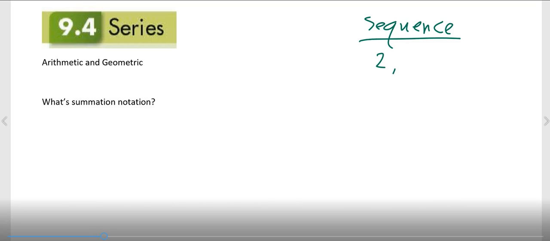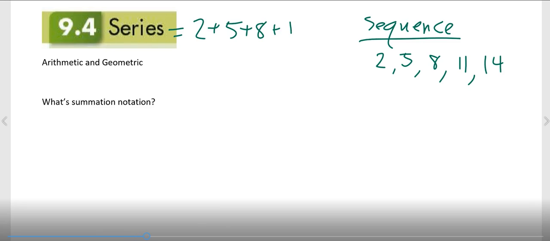Okay, good. 2, let's say 5, 8, 11, 14. Okay, that's a sequence. A series is 2 plus 5 plus 8 plus 11 plus 14. That's the difference between these two terms. Sequence is a list, series is a sum.